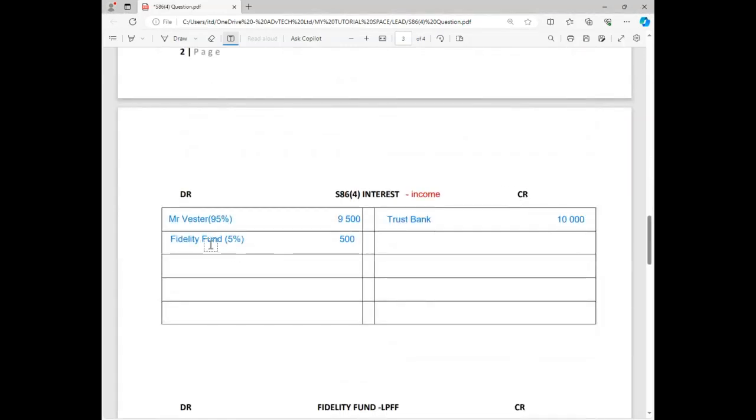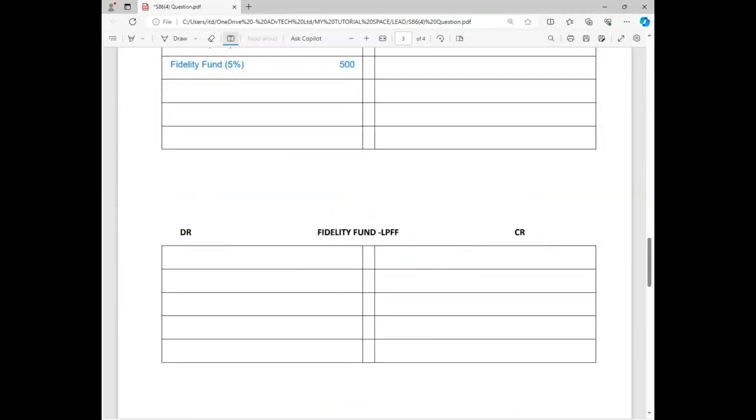The same applies to this one. This must go to the Fidelity. Where? Because it's on the debit side, it's going to go to the credit side. So it means we owe Fidelity how much? 500. I hope it makes sense.